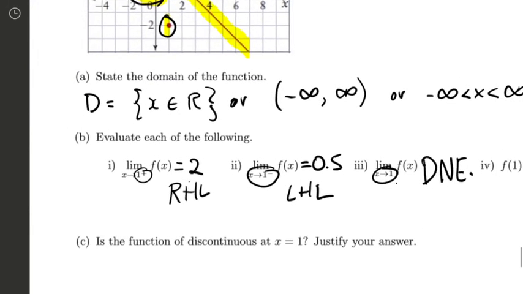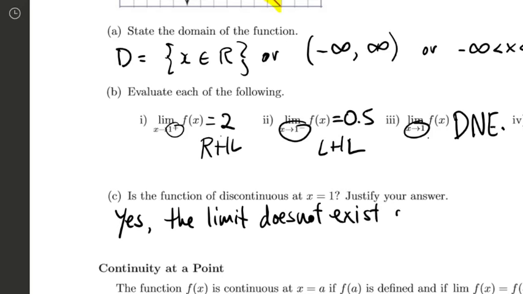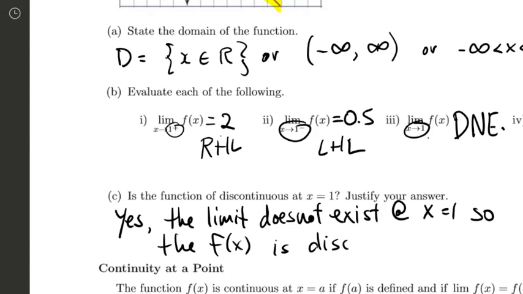So is the function discontinuous? Yes. By the definition of continuity, the limit does not exist at x equals 1. So the function f of x is discontinuous.